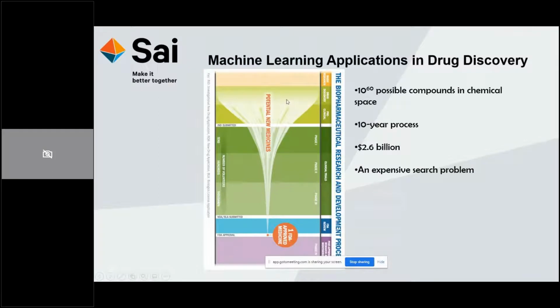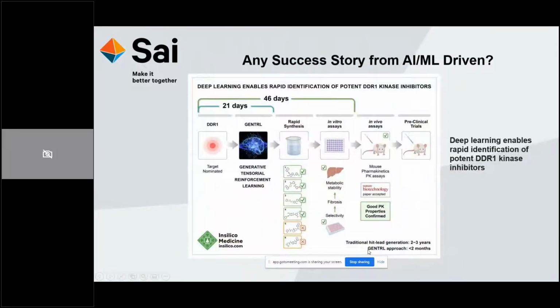So, on average, the traditional hit-to-lead identification stage takes approximately 2 to 3 years. Whereas the generative modeling approach took less than 2 months, 46 days actually, right? You can see target identification and generative modeling took around 21 days, and after that, rapid synthesis approach and biology screening, and also they have done metabolic studies and fibrosis selectivity, followed by the best compound they selected for in vivo and preclinical test.